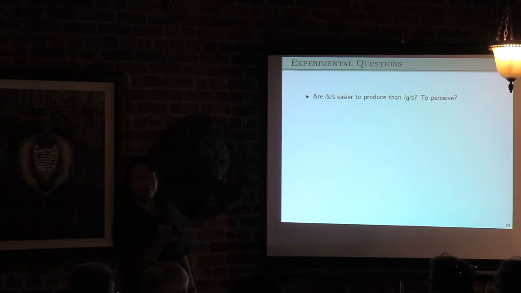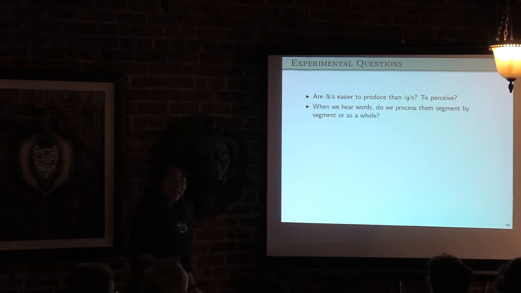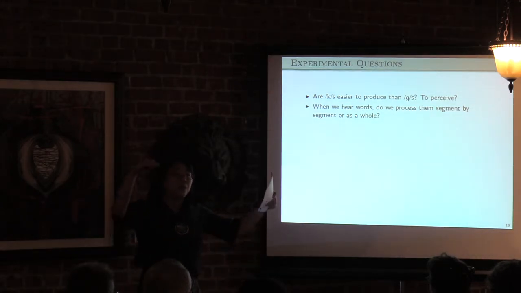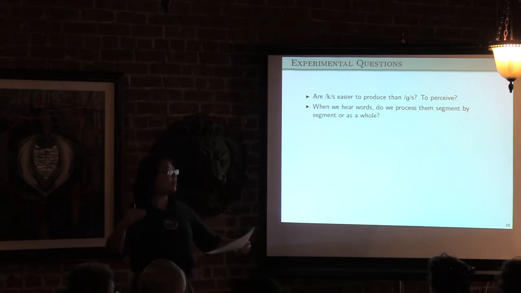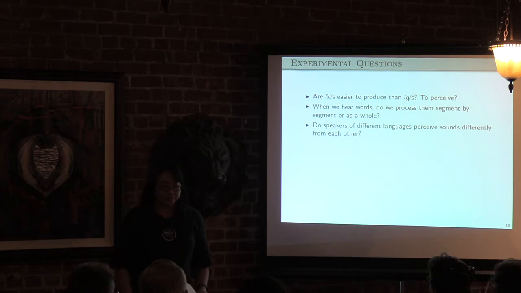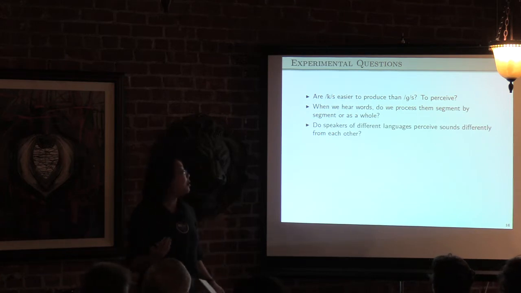Because, I mean, maybe you guys don't find this as riveting as I do. We can ask questions like, when we hear a word, do we process them from left to right? Do we hear each individual segment and then say, that's the word cat, because it has a k and an a and a t? Or do we actually just hear the whole word by itself, right? Do we not process it linearly? Does it just come as a chunk? We can ask questions about different languages.